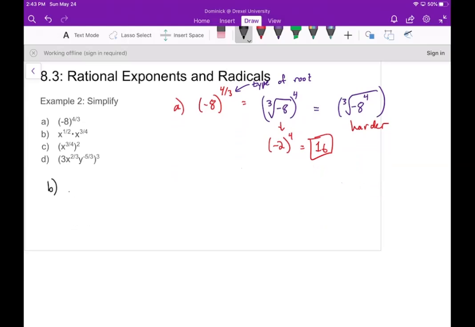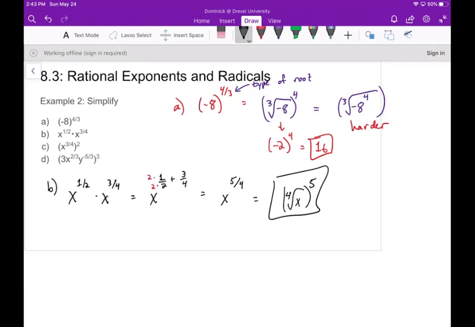Okay, in part B, we have x to the 1/2 times x to the 3/4. First we can apply our multiplication rule, so we need to add these exponents. Now, if we add these exponents, we need a common denominator. So this is x to the 2/4 plus 3/4, so x to the 5/4. And of course, the bottom number tells me take a 4th root of x and then raise that to the 5th power. And since we don't know what x is, that's the best we can do.